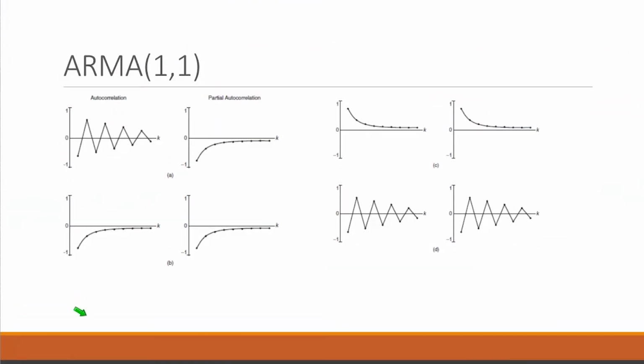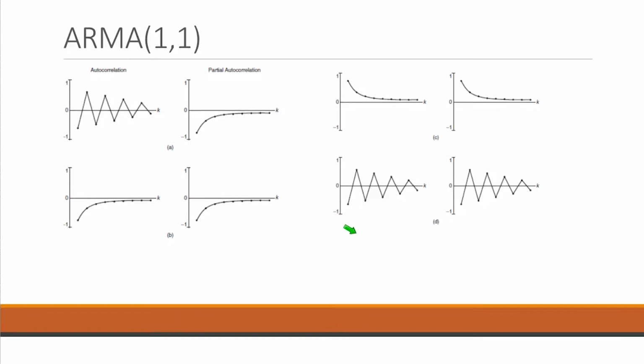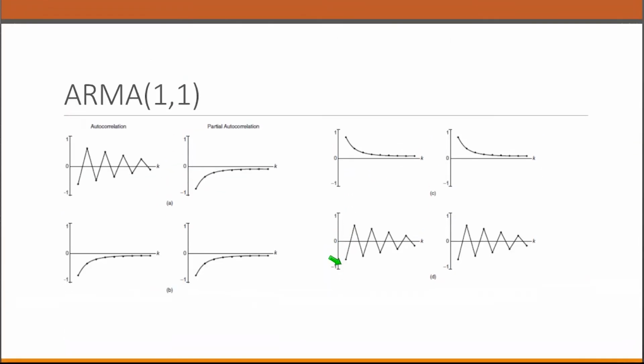Well, here's a situation where we have both the AR part and the MA part. As you can see, autocorrelation and partial autocorrelation are dying out. There's no very apparent cutting off. So that's the case where we have both the AR part and MA part, and we can start with a 1-1 as a start point and see if the model is adequate.